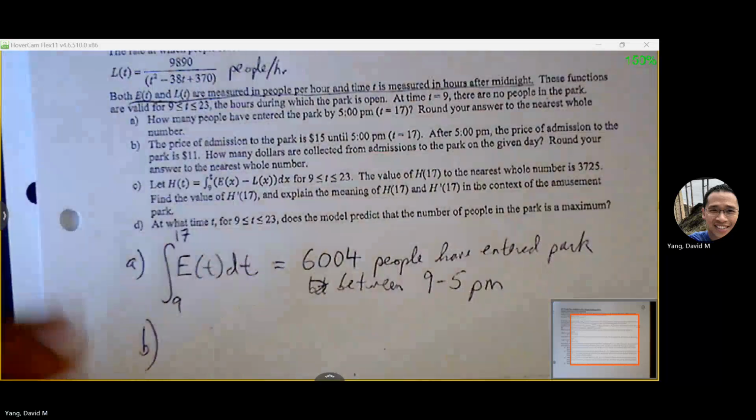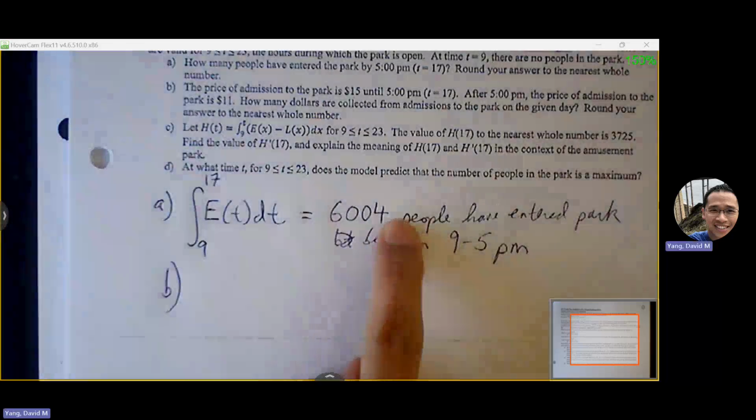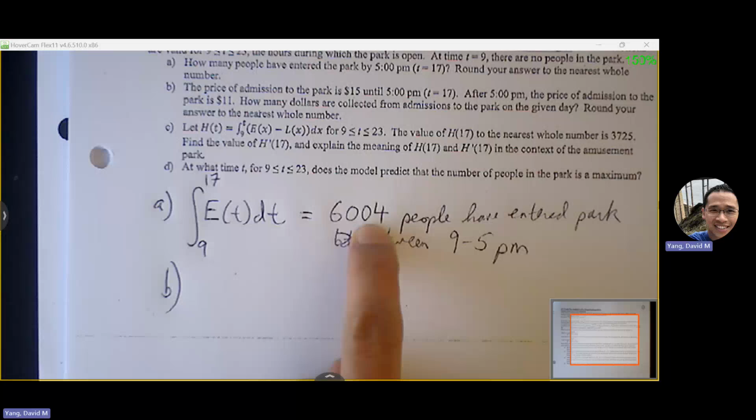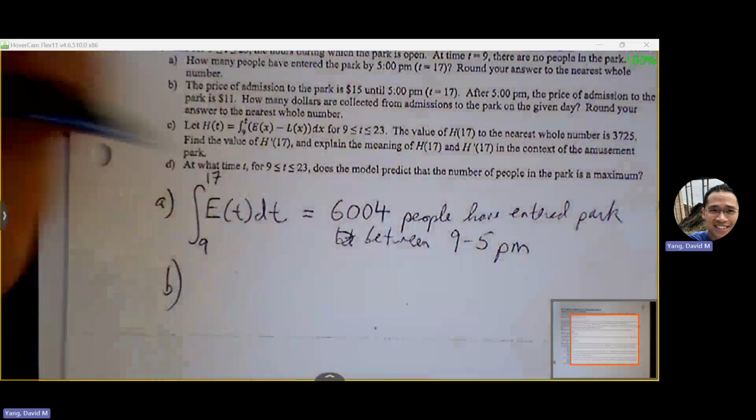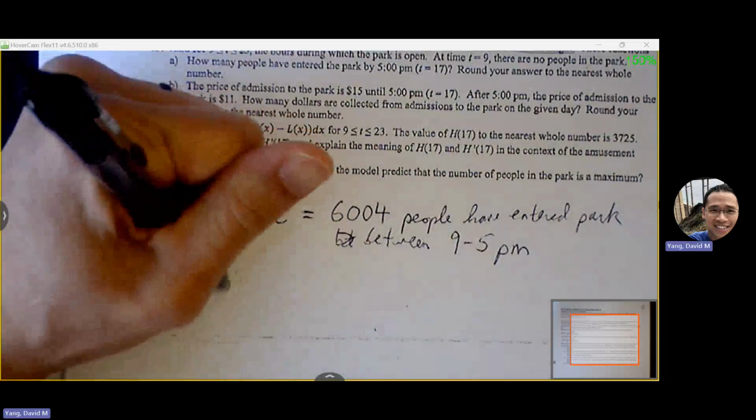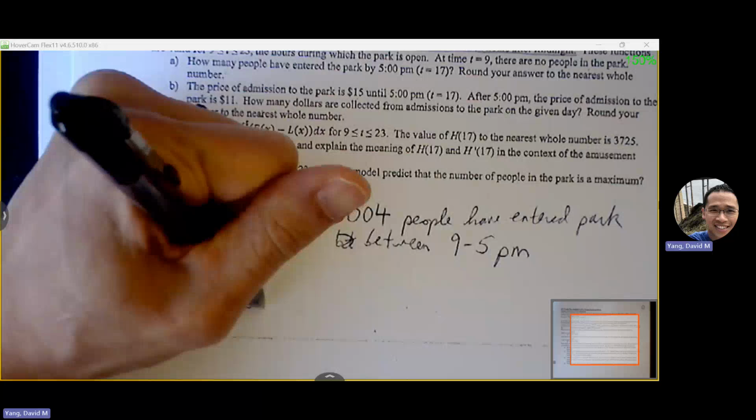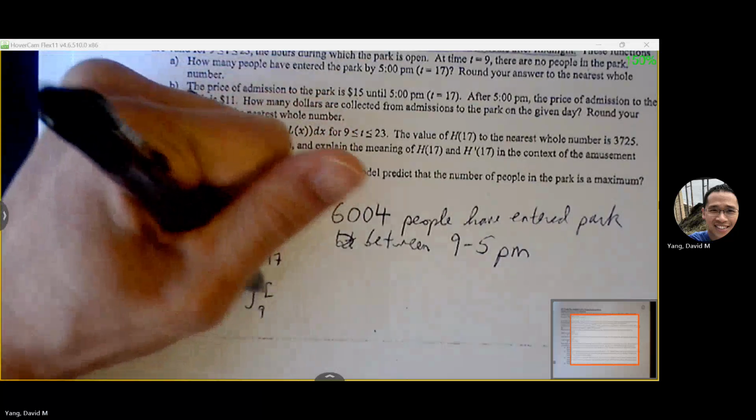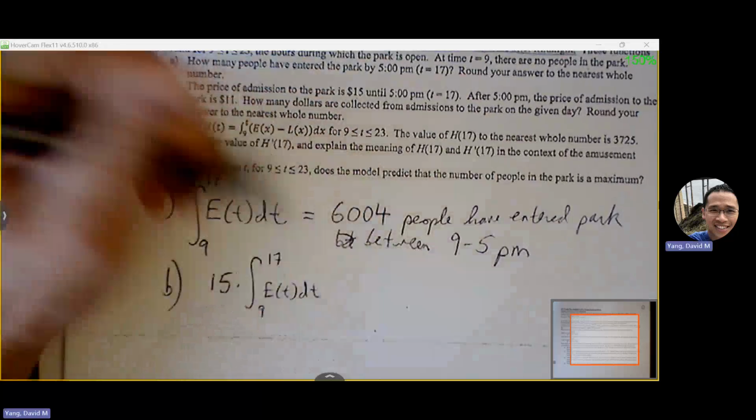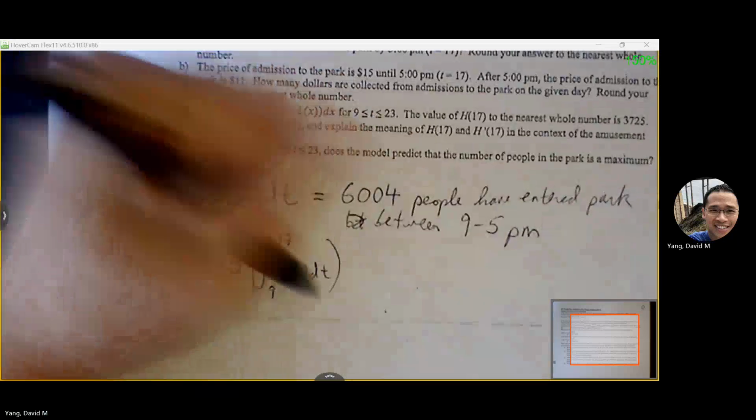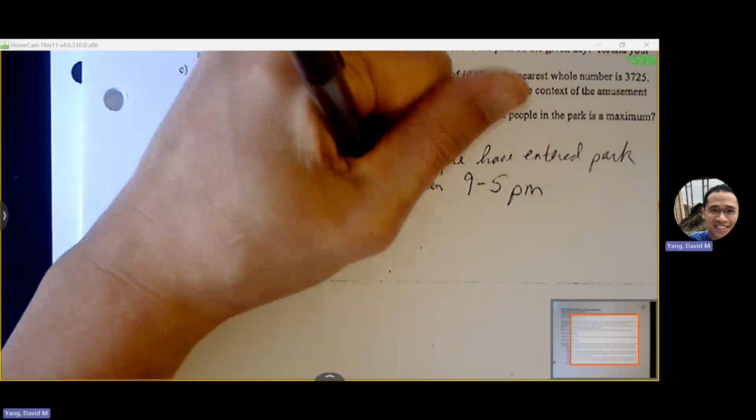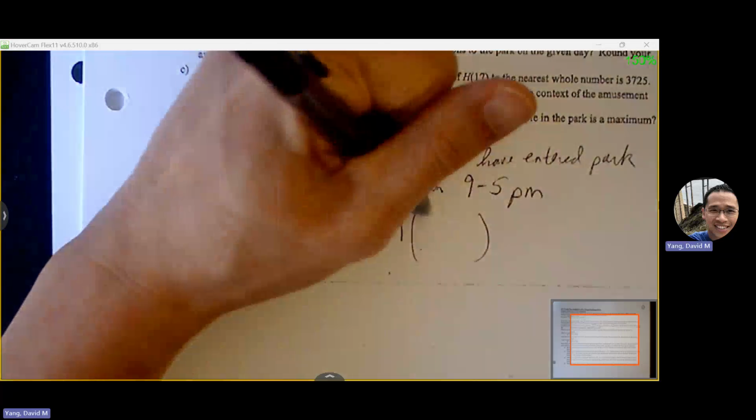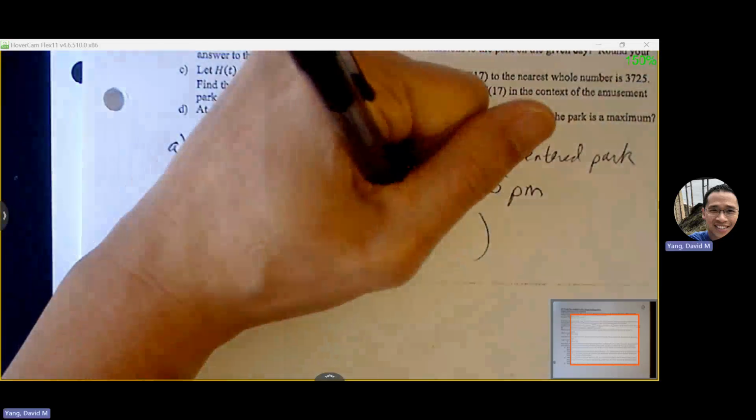So we can take this, right, multiply each of them by what? 15, yeah. So I'm going to write out the full formula, but you can skip this step. You can just say 15 times 6,004. But it's really 15 times the number of people who've entered the park. And then we're charging a little bit less to anyone who comes in after that.